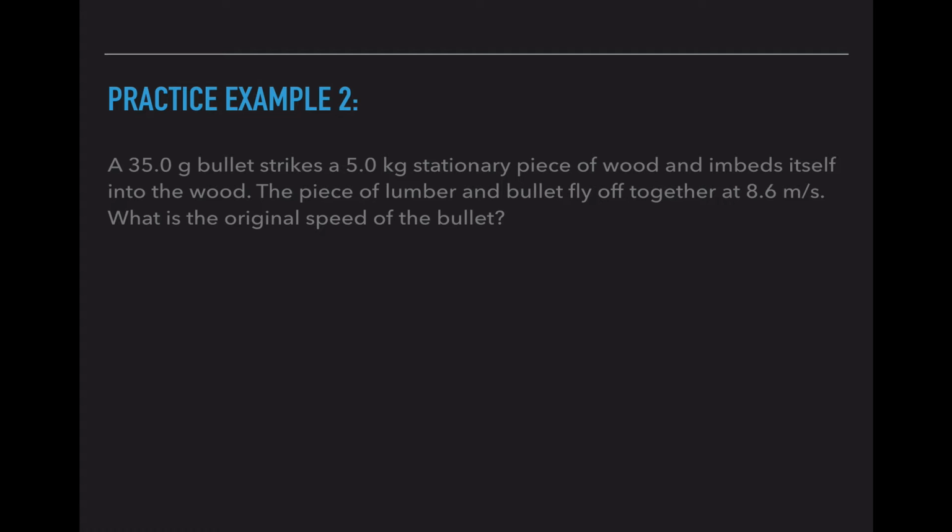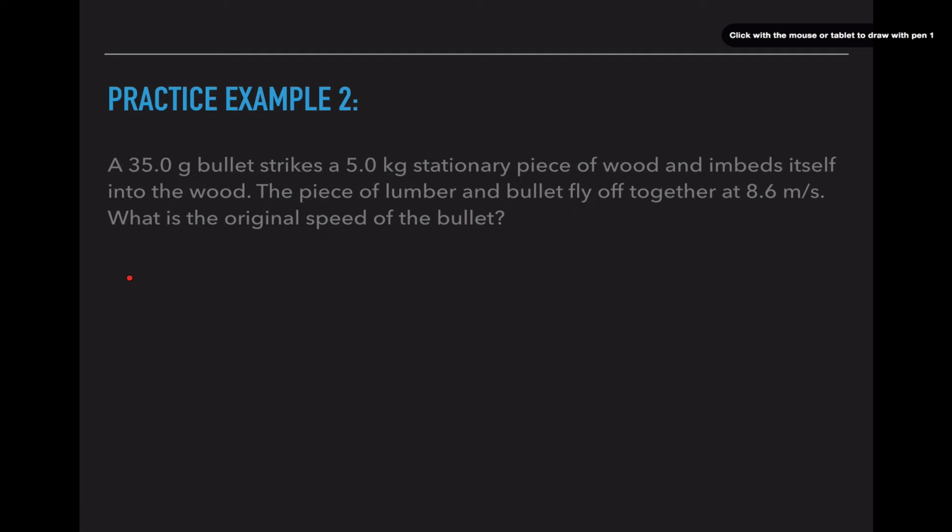One more practice problem. A 35-gram bullet strikes a 5-kilogram stationary piece of wood and embeds itself into the wood. The piece of lumber and bullet fly off together at 8.6 meters per second. What is the original speed of the bullet?